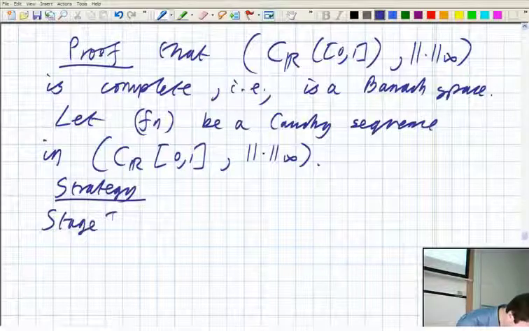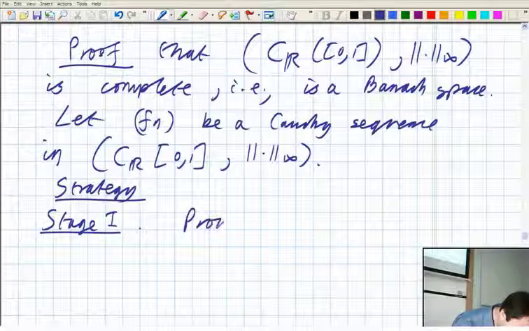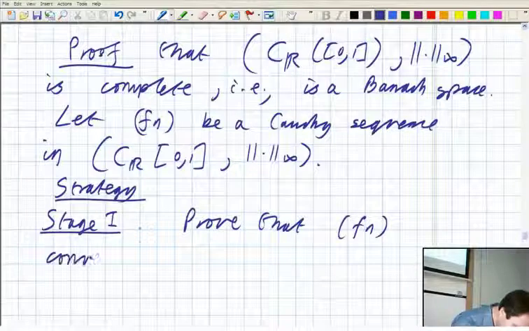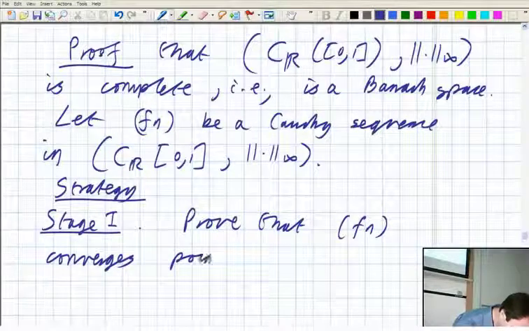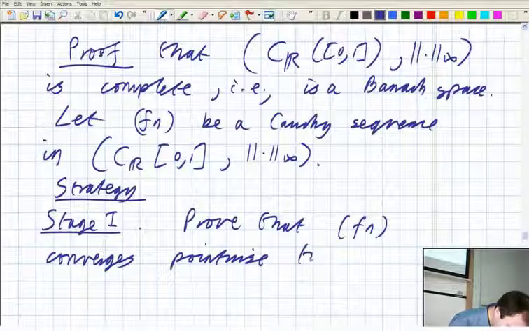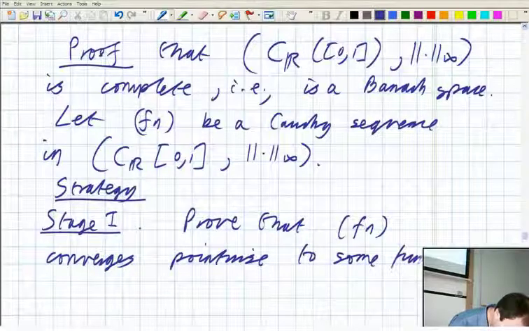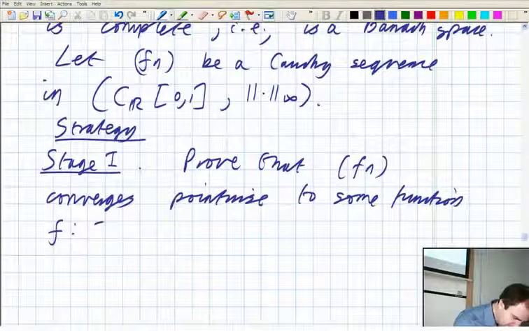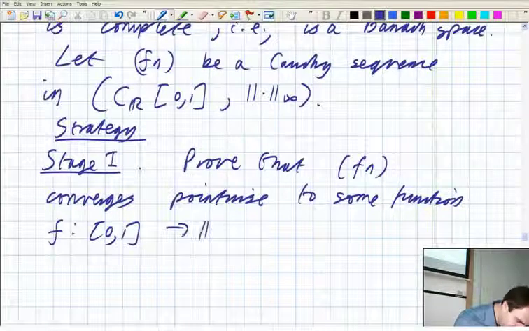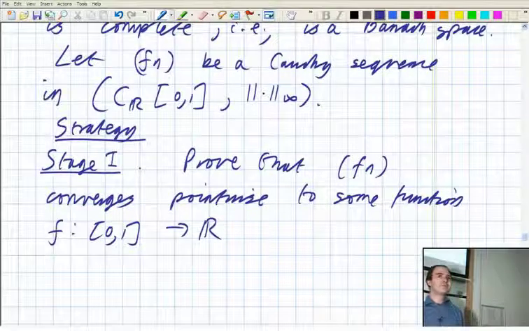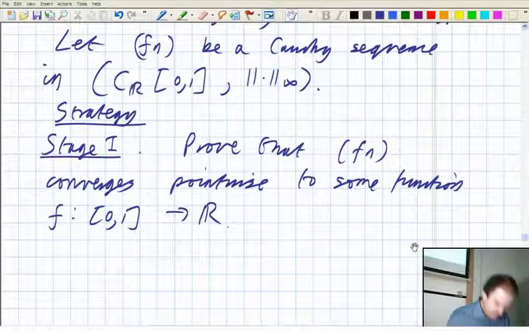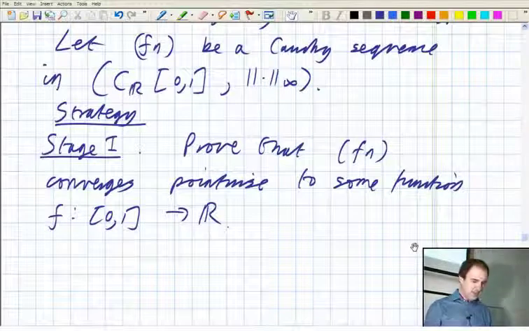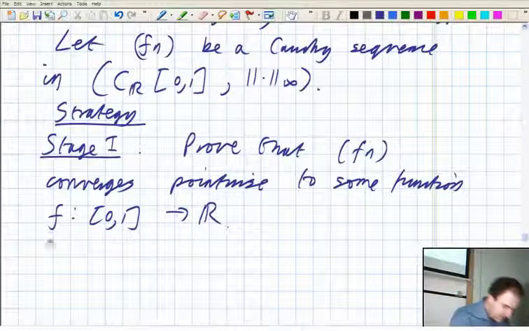Stage 1 will be to prove that Fn converges pointwise to some function f from [0,1] to R, about which at first you know nothing. So you start by proving it converges pointwise to something. Pointwise convergence is pretty feeble. But because it's a Cauchy sequence, we'll then be able to do stage 2.